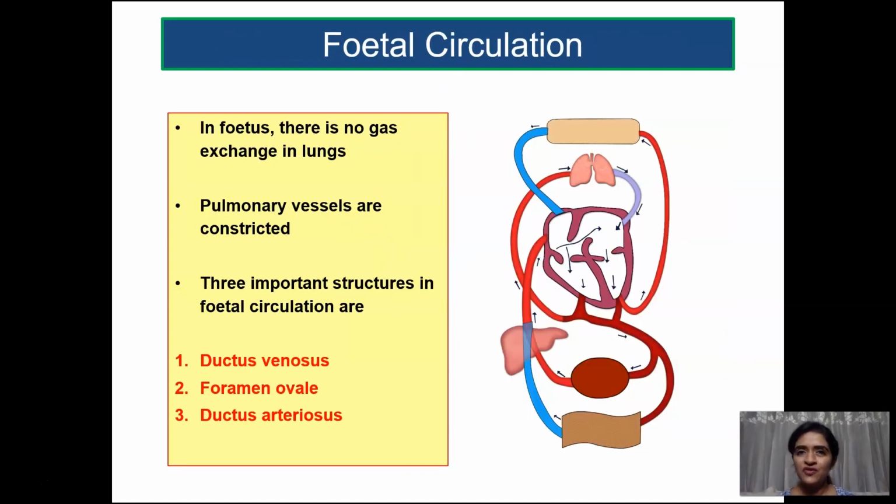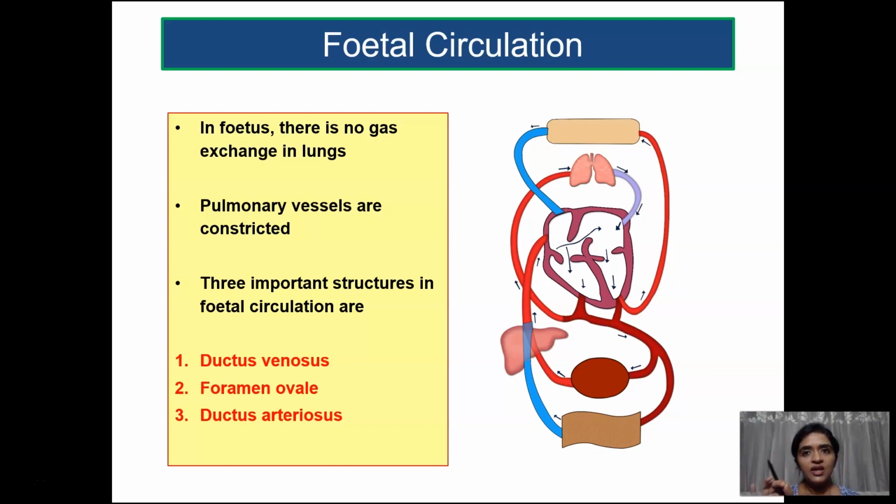So we will move on to fetal circulation. So in fetus, we know that there is no gas exchange in the lungs because the lungs are not functioning in a fetus. There is no air entry into the lungs. So as a result, the pulmonary vessels are constricted because they are not properly functioning. So these vessels will be constricted.